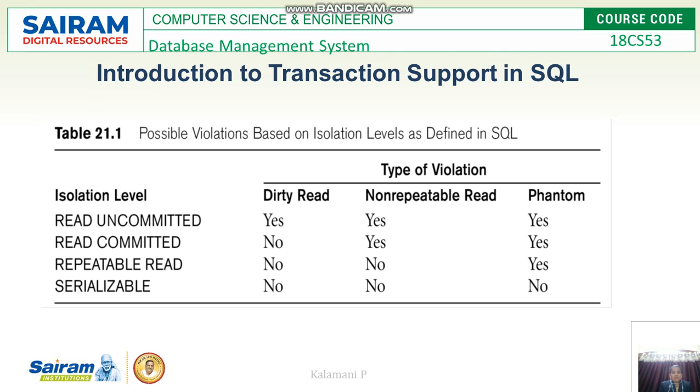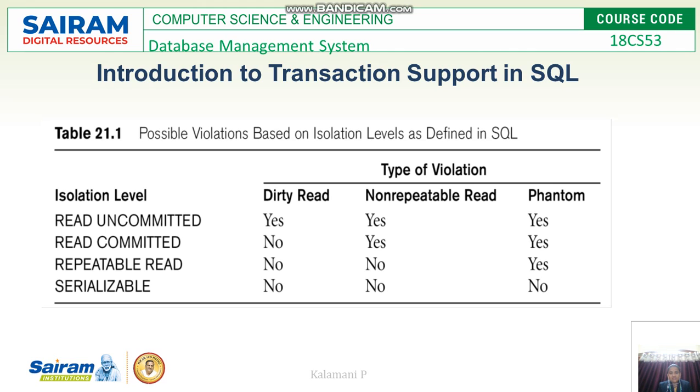Here are the possible violations based on the isolation levels as defined in SQL. The isolation levels we have already seen: read uncommitted, read committed, repeatable read, or serializable. The types of violations we have seen: dirty read, non-repeatable read, and phantoms. If it is read uncommitted, all three are violated: dirty read, non-repeatable read, and phantoms.